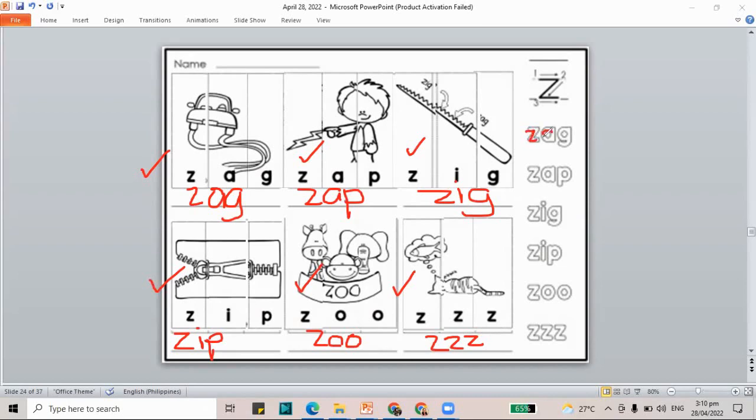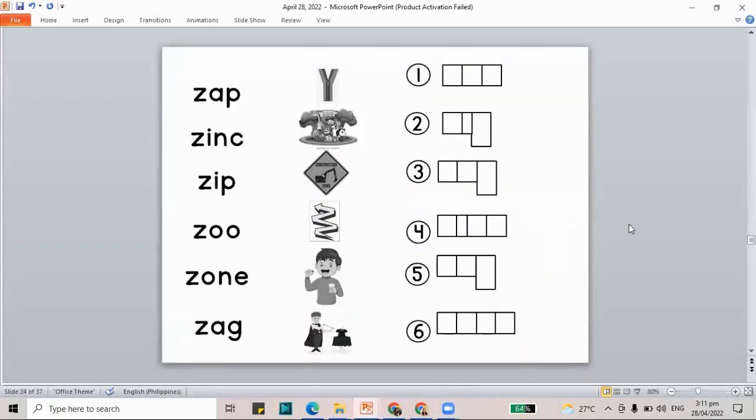Trace your word. The first one, we have zag. This is zap. We have the zig, zip, zoo, and your Z is here. Color your pictures. We have zag, zap, zig, zip, zoo, and the Z's. If you're not yet done with the work, pause this video, play it again once you're done. Now, how about let's jump to another work and let's see what do we have here.